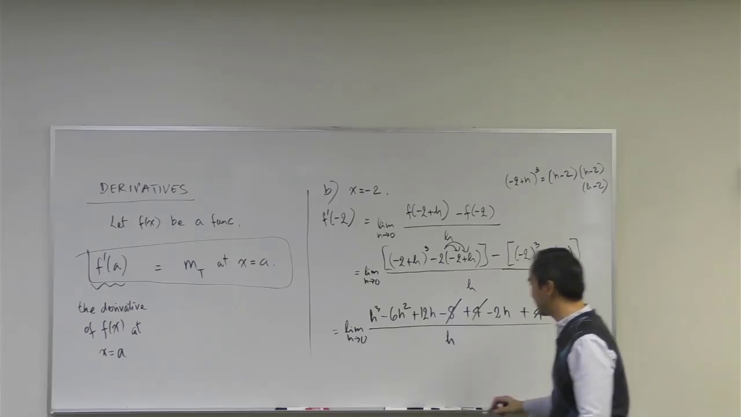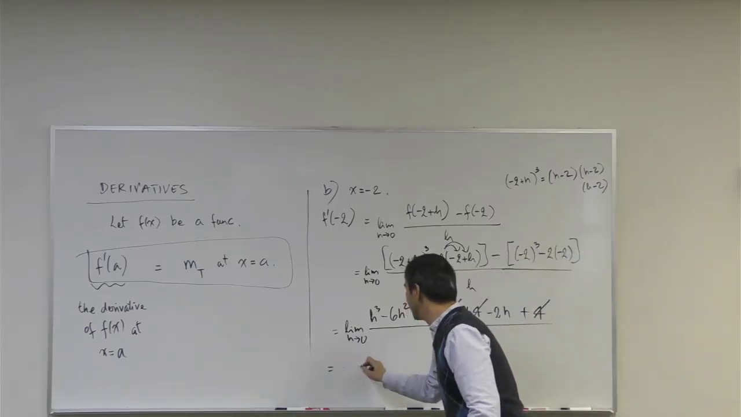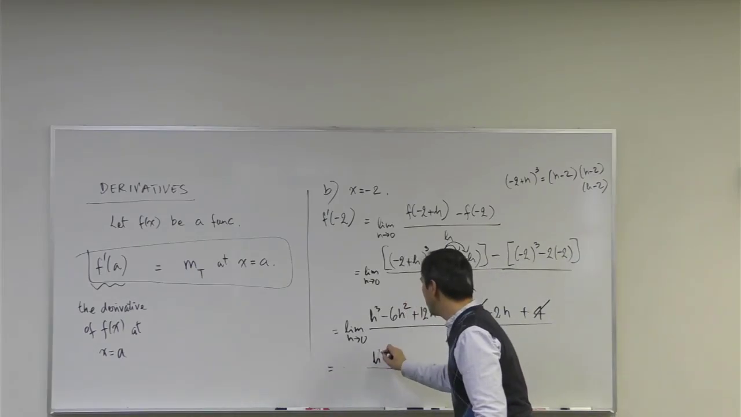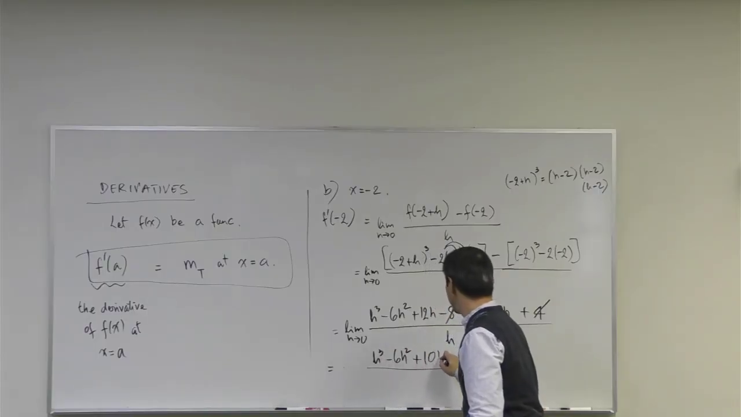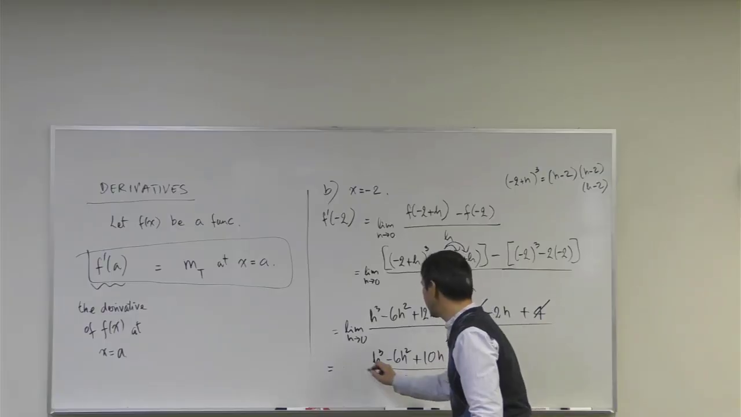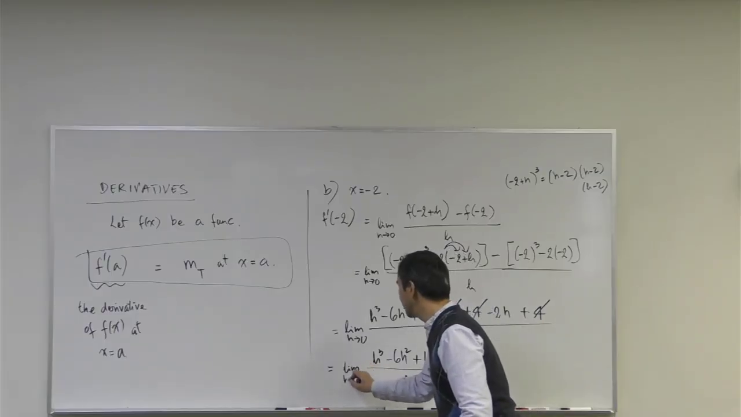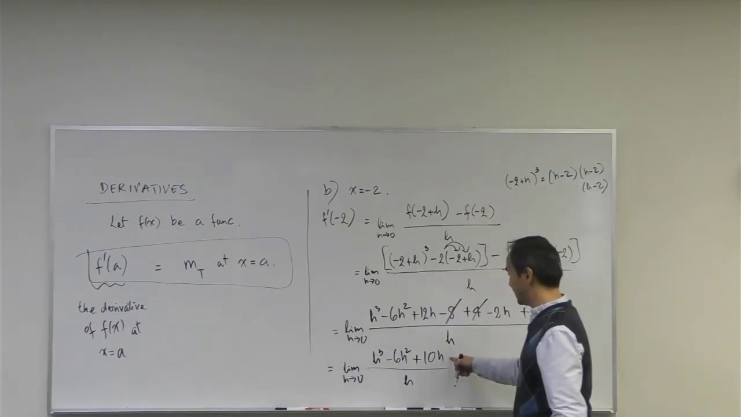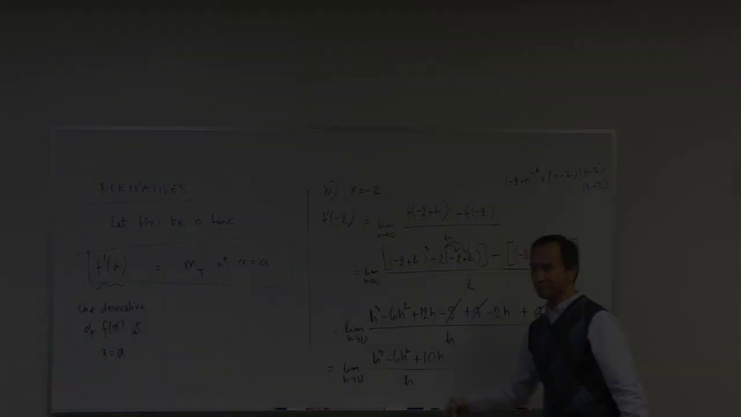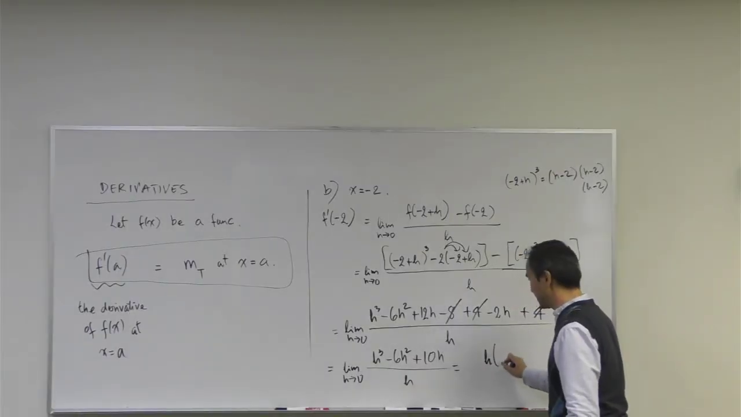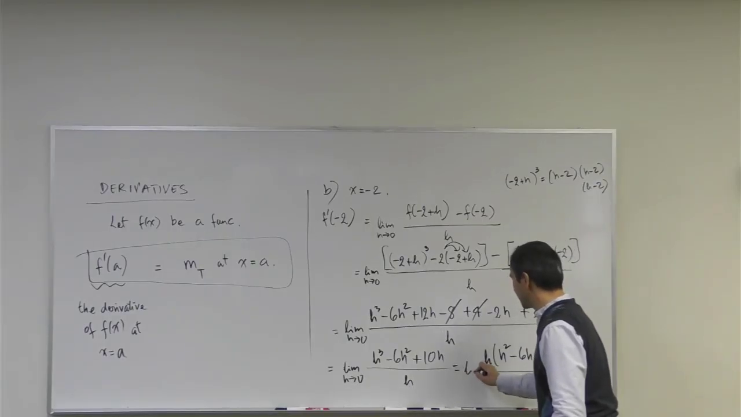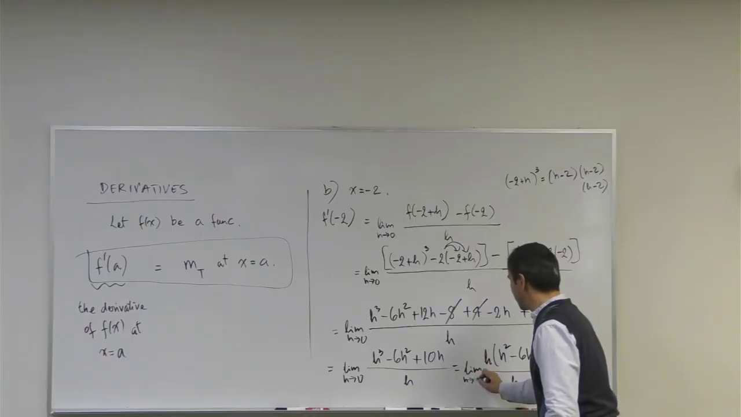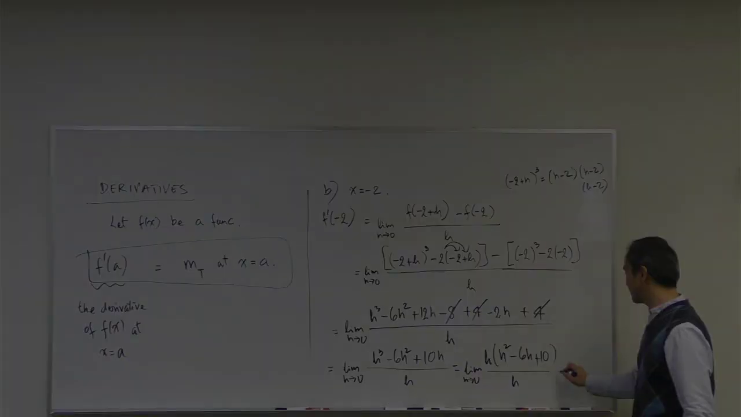So in my next step, I'm looking at h cubed minus 6h squared plus 10h all over h, the limit as h goes to 0. So now I can easily factor out the h. Factor out the h, we get h squared minus 6h plus 10, dividing that by h here.